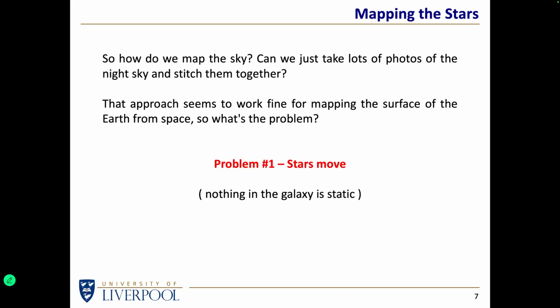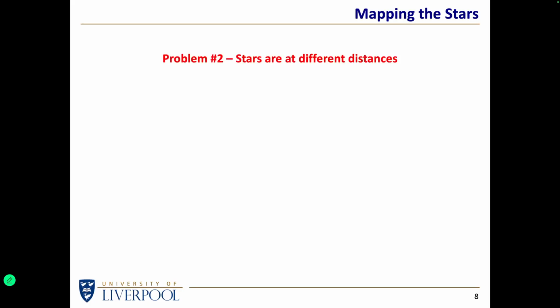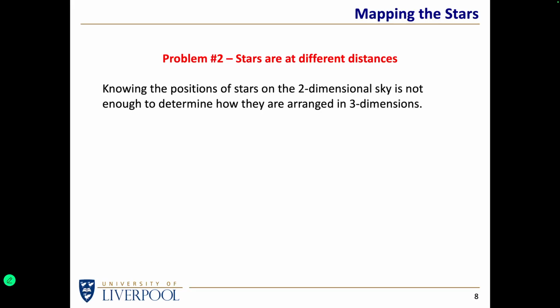Nothing in the galaxy is static, and therefore we can't simply take pictures and stitch them all together. Problem number two is the stars are all at different distances. So even if we could get a nice two-dimensional picture of the sky, it doesn't give us three-dimensional data. Knowing simply where they are in order to plot them on a star atlas is not enough to tell us what the galaxy is doing in terms of where are the stars and how are they moving.